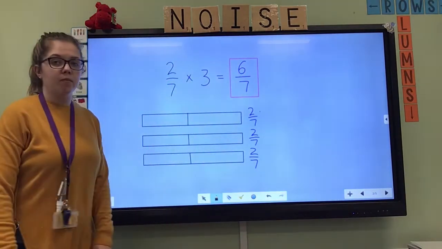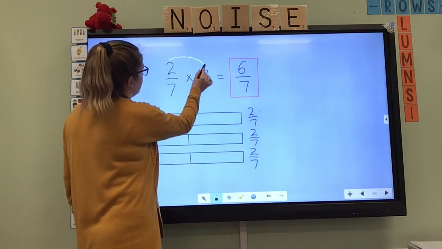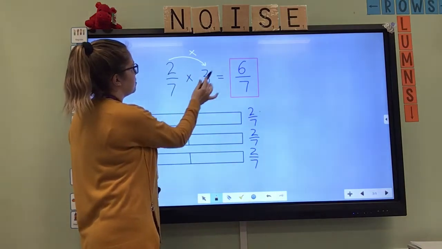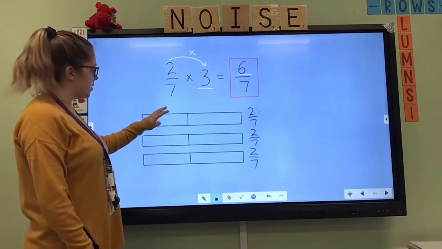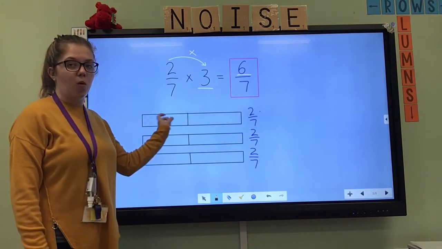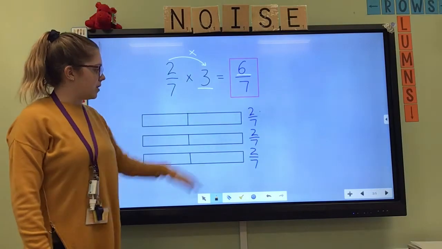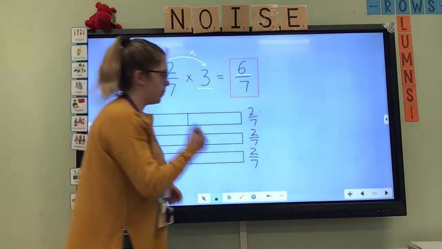6/7, okay? Or we can think about it as all we're doing is multiplying our numerator by the integer to give us 2 times 3, which is 6. Nice and easy, but I just thought I'd show you with the bar model again to show what we're doing. We're repeating the same share. It's still 2/7, that's why the denominator stays the same. You're just having lots of or groups of it.